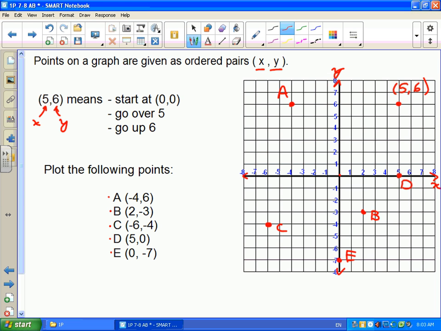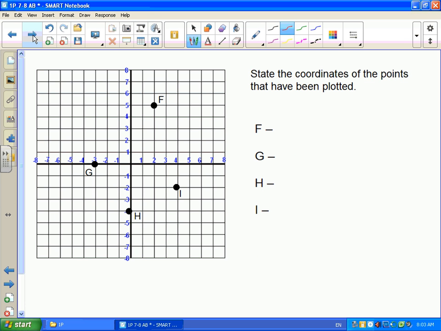So that's plotting points. Now they could also ask us to do the opposite. They could give us a series of points that have already been plotted, and we want to come up with the coordinates. So if we look at point F here, the coordinates of course are going to be an ordered pair. So two numbers separated by a comma. And our first number represents how far we have to go over, left or right, from (0, 0), so we have to go over 1, 2, so our x-coordinate is going to be 2, and then we have to go up 1, 2, 3, 4, 5, so our y-coordinate is going to be 5.